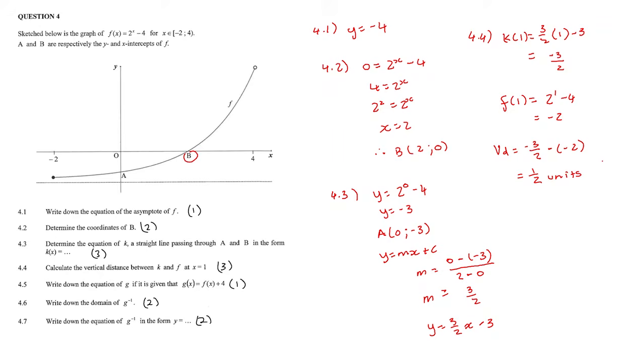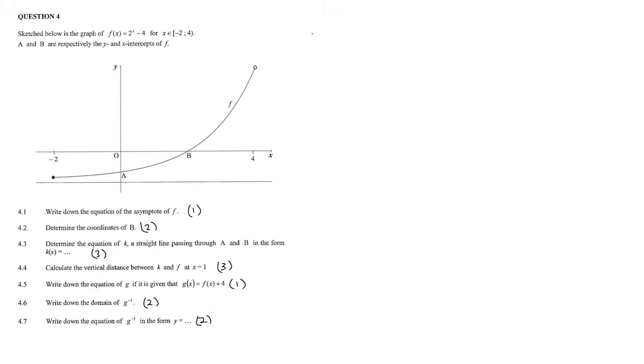I'm going to do the next 3 questions on a new slide so there's more space to work out. Question 4.5. Write down the equation of g if it is given that g(x) = f(x) + 4. So g(x) is equal to 2^x - 4 and then plus 4. So g(x) is just equal to 2^x.